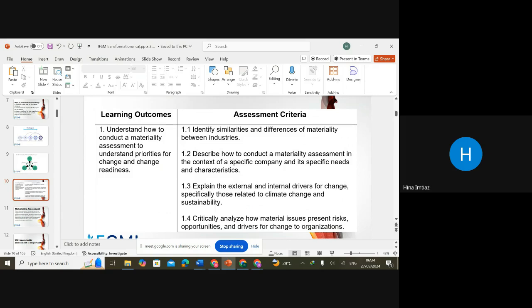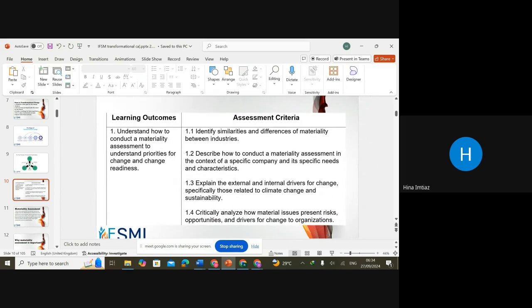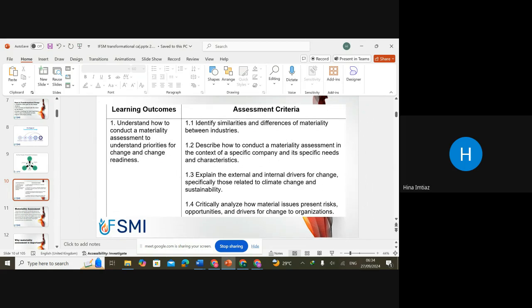attempt all these assessments, and the learning outcomes the assessor wants for the students are these. They want you to understand how to conduct a materiality assessment to understand priorities for the change and the change readiness. So for that, you have to attempt all these four parts for the first learning outcome. You have to identify the similarities and the differences of the materiality between the industries.